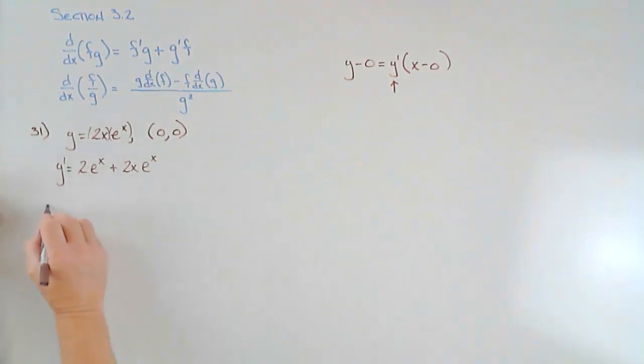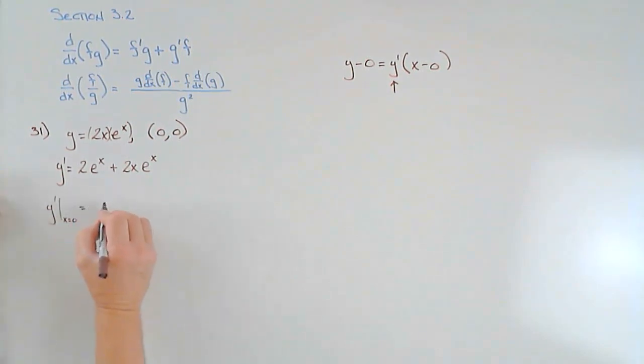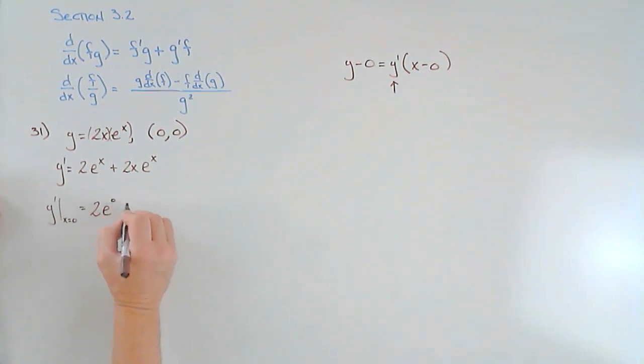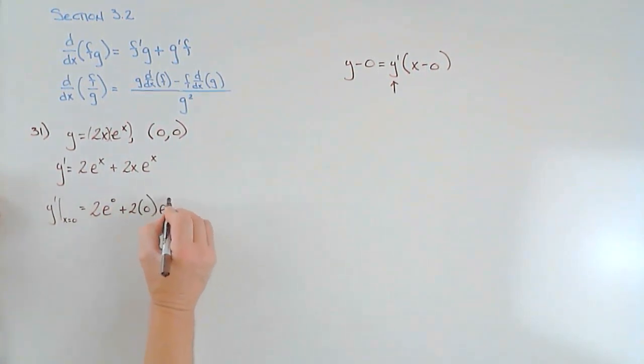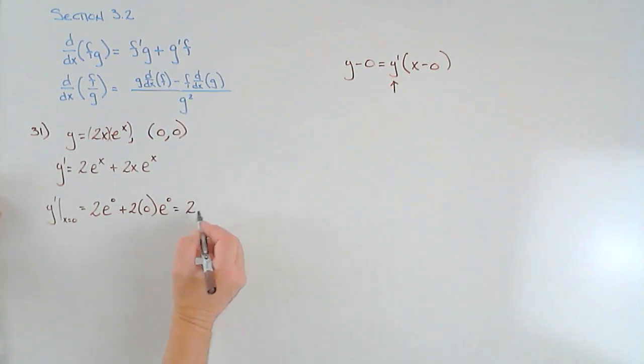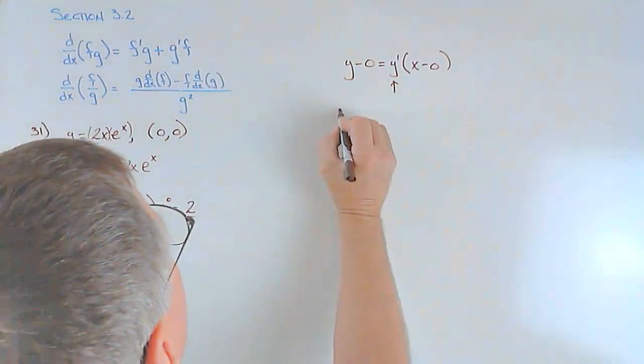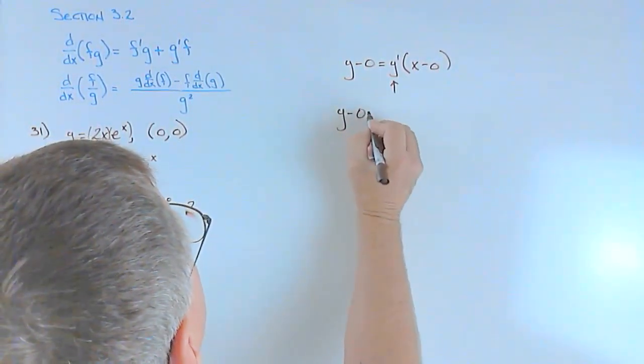Now we have to evaluate that derivative at x equals 0. So we plug in a 0. So we get 2 e to the 0 plus 2 times 0 times e to the 0. 2 times e to the 0 is 2. 2 times 0 is 0 times e to the 0 is 0. So our slope is 2.